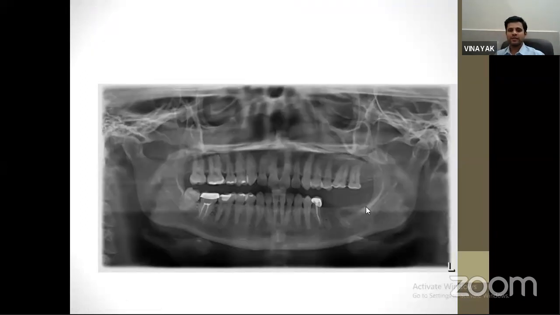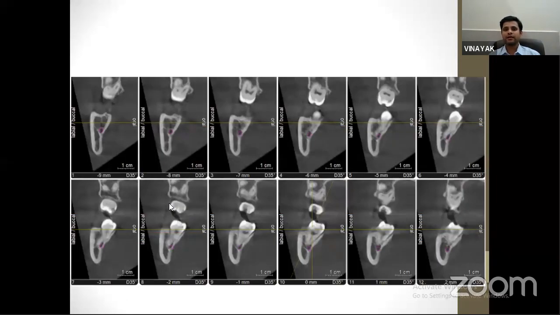Another example, if you see here, there is this third molar and it is in close proximity to the inferior alveolar nerve. But we don't know whether it is touching the nerve, whether it is lingual to the nerve, or whether it is buccal to the nerve. But once we take a CBCT scan, we can easily make out.